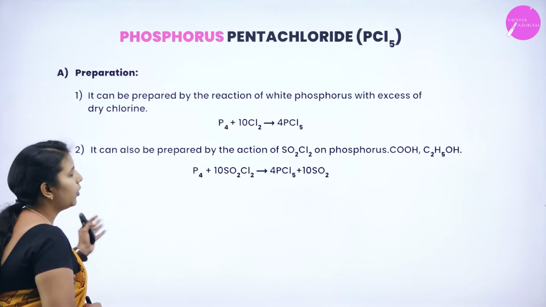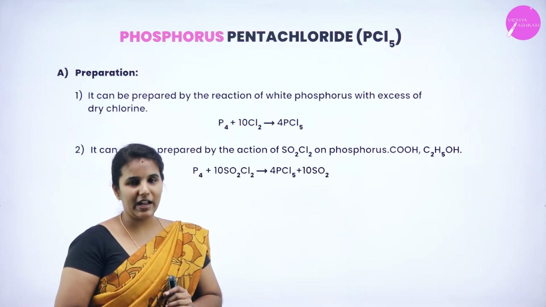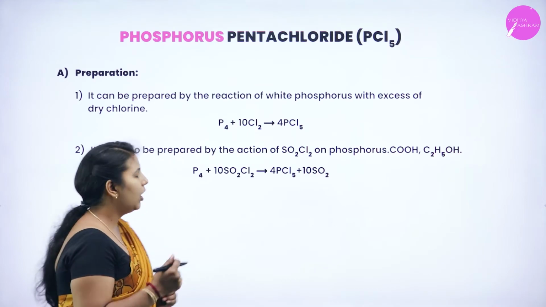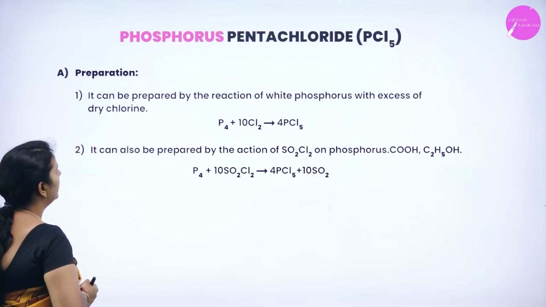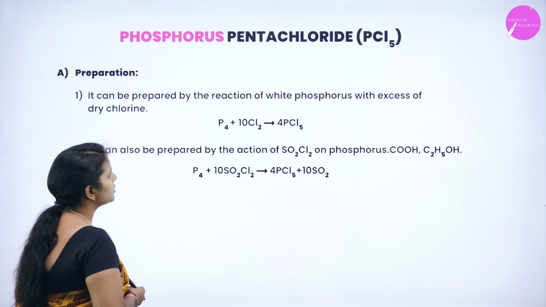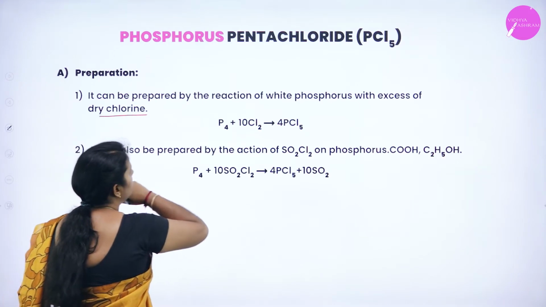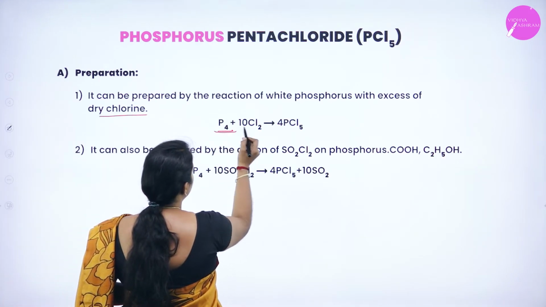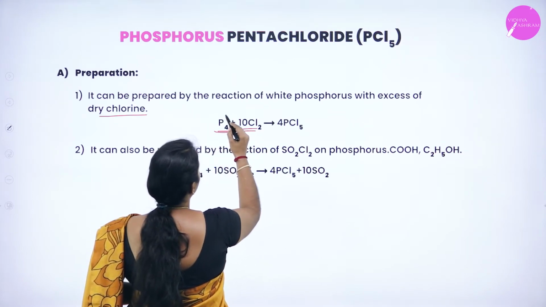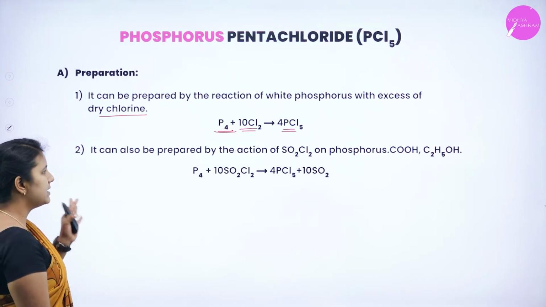Next we have phosphorus pentachloride. After understanding phosphorus trichloride, we'll see what phosphorus pentachloride is and how we can easily prepare it. It can be prepared by the reaction of white phosphorus with excess of chlorine gas. Okay, so we will take the white phosphorus which is allowed to react with excess of chlorine gas. You will give rise to phosphorus pentachloride. This is the first way.